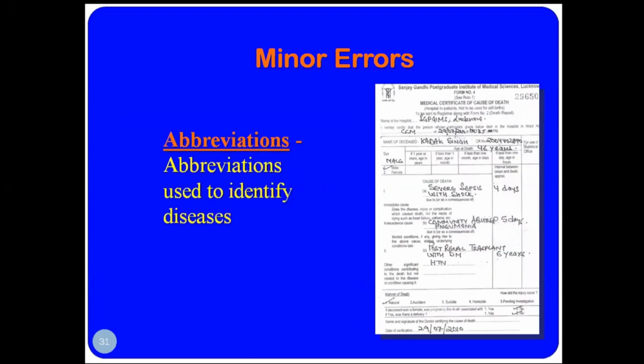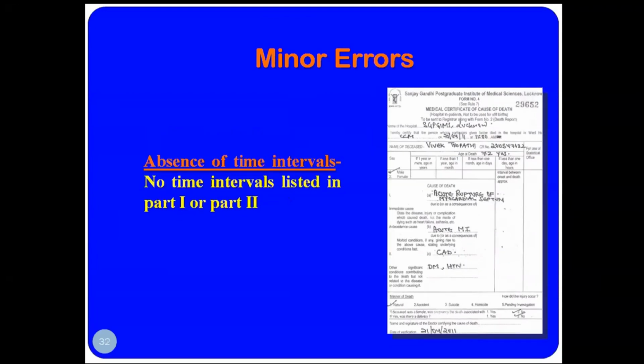Then minor errors. DM: we believe that everybody knows the full form of DM. We believe that HTN means hypertension. We believe that renal transplant is RTX. We believe that a patient who was in multi-organ failure is MOF. We believe that coronary artery disease is CAD, and everybody knows. Whoever analyzes the death certificate knows that CAD means coronary artery disease. So abbreviations should never be used in the death certificate, though they are taken as minor errors.